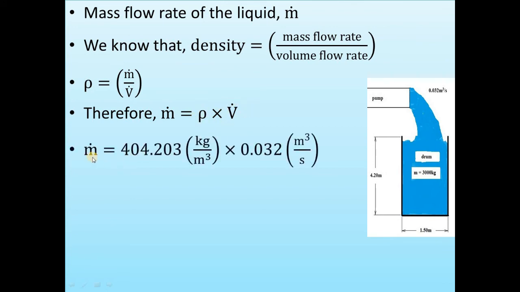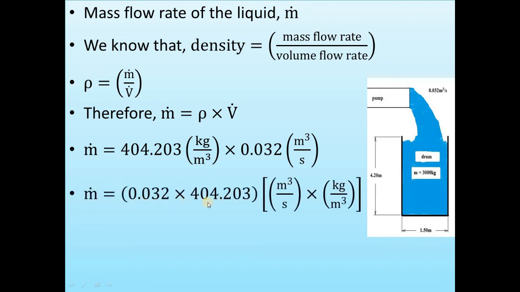So here we know the values of rho and v dot, so just substitute the values. We get m dot is equal to 404.203 kg per meter cube into 0.032 meter cube per second. So in this RHS I'm going to split the numerical terms and the units. So the next step will be m dot is equal to 0.032 into 404.203 into meter cube per second into kg per meter cube. So here 0.032 into 404.203 is 12.93 and meter cube per second into kg per meter cube is kg per second, because meter cube gets cancelled. So the next step will be m dot is equal to 12.93 kg per second, which means the mass flow rate of liquid handled by the pump is 12.93 kg per second.